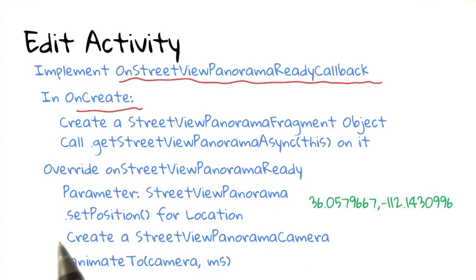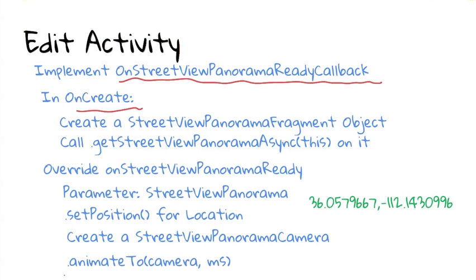Then on this object, you call .setPosition for the location. If you want to set it to the Grand Canyon as I have done, this is the latitude and longitude of the Grand Canyon. You then create a StreetViewPanoramaCamera, which is very similar to creating a Maps camera as you've done in previous modules.